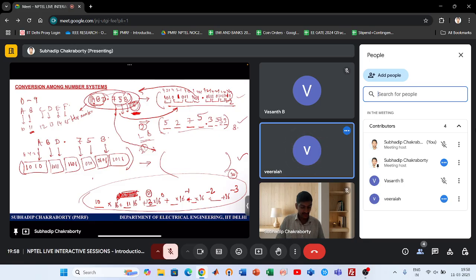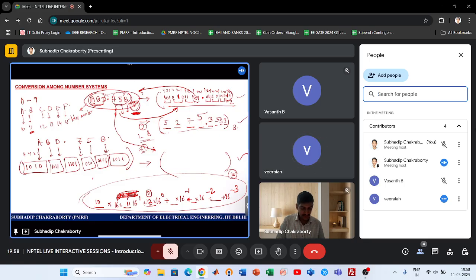So this was D, this was B, this was A. ABD I wrote. 16 power 0, 16 power 1, 16 power 2. Why? Because the base was 16 and the number was represented like that. So I broke down the number from the base of 16, right?